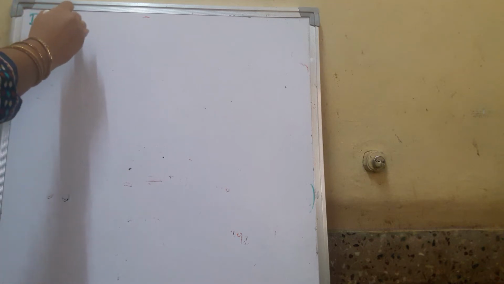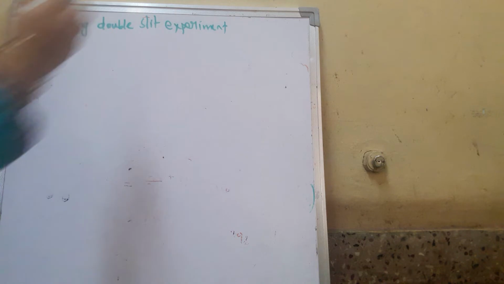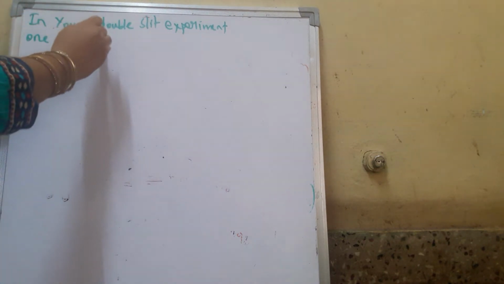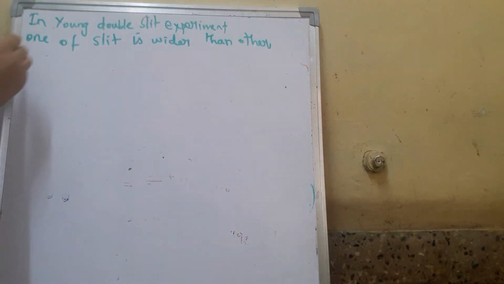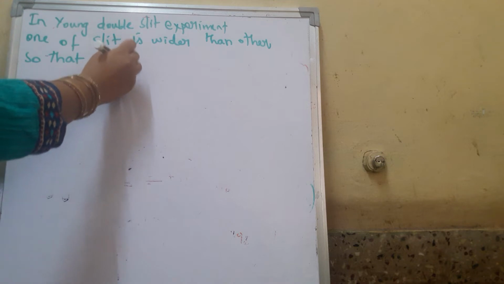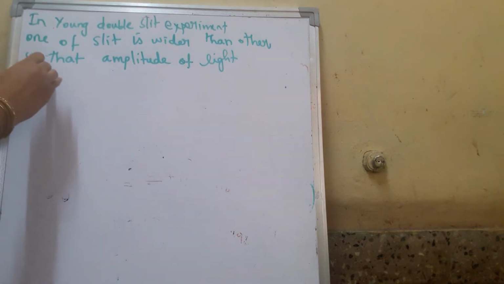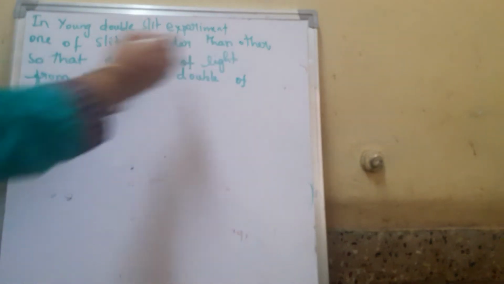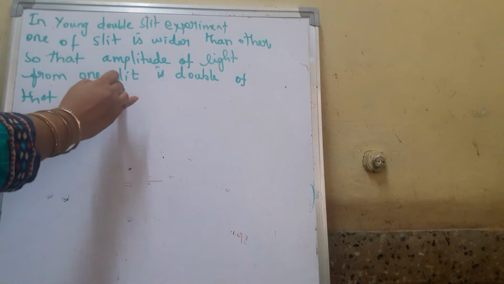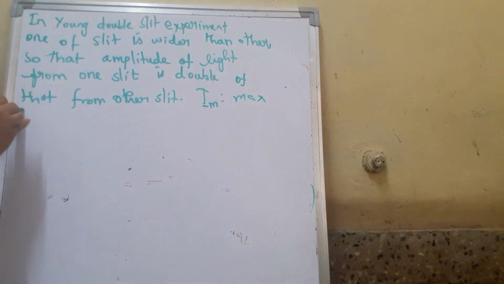So next problem, in Young's double slit experiment, one of the slits is wider than the other, so that the amplitude of light from one slit is double of that from the other slit. So IM is the maximum intensity.